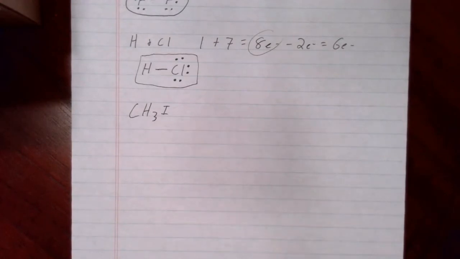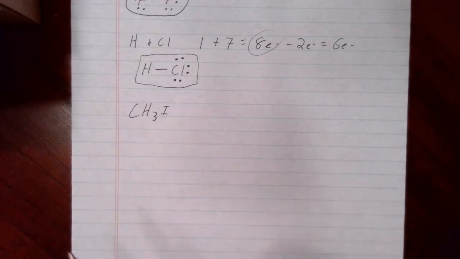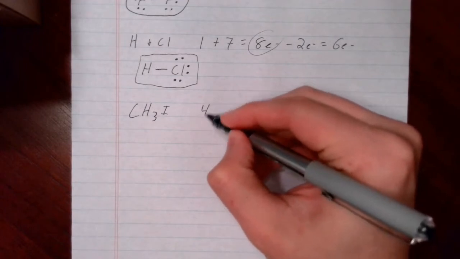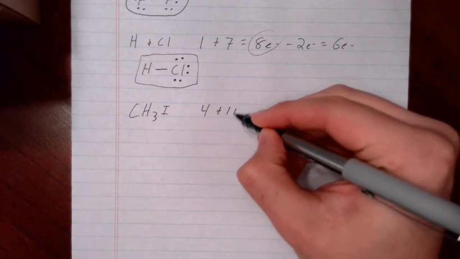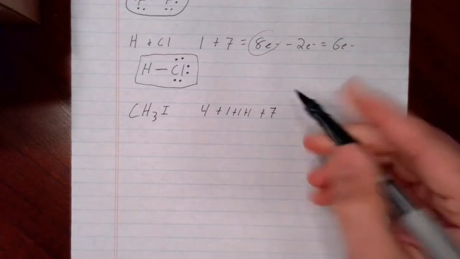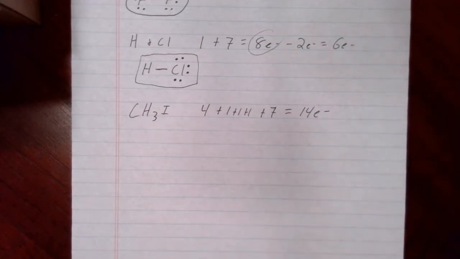So the first step, determine the number and type of atoms. So I have 1 carbon, 3 hydrogens, 1 iodine. So add up the number of valence electrons. Carbon has 4, each hydrogen has 1. Then iodine has 7, so that's 14. So I have 14 electrons total.